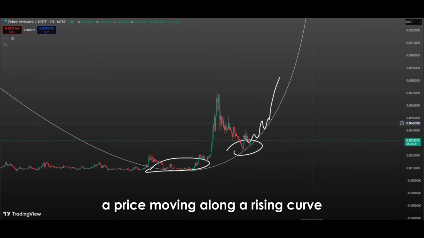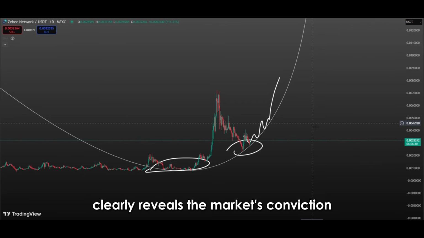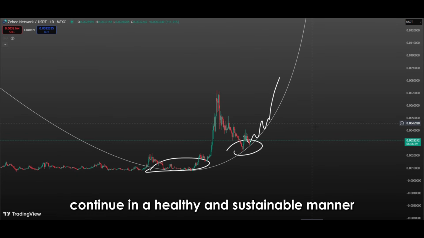A price moving along a rising curve clearly reveals the market's conviction, buying strength, and overall direction. As long as the curve remains intact, the trend will continue in a healthy and sustainable manner.